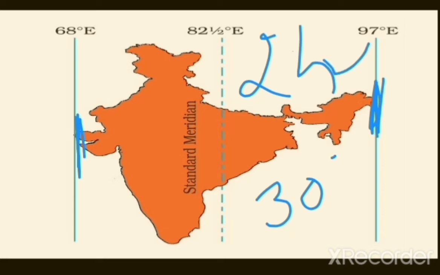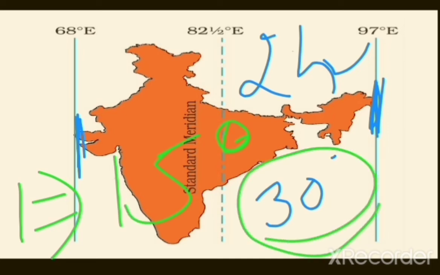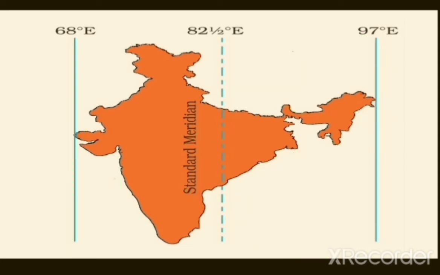Why am I saying 2 hours? Because we understood that the earth takes 24 hours to rotate 360 degrees. If we divide 360 degrees by 24 hours, we get 15 degrees. That means in 1 hour the earth rotates around 15 degrees. So to complete 30 degrees it takes 2 hours. So the sun rises in the eastern part of the country first, then in the western part of the country, 2 hours later.